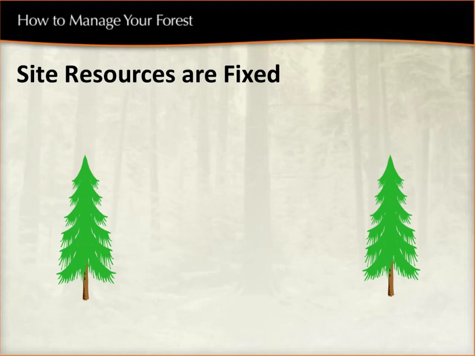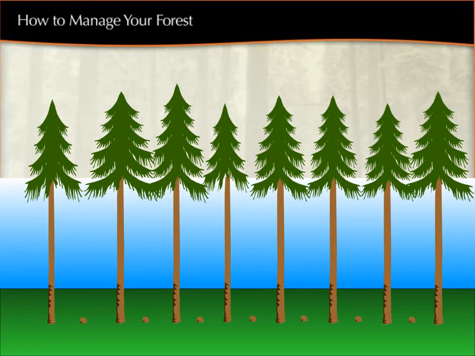Site resources include sunlight, water, nutrients, and space. Collectively, these resources represent the total amount of growing space available to trees. This could also be thought of as a bucket of resources available to trees for a particular site. For example, sites on good soils with high rainfall are going to have a bigger bucket of resources than a site with shallow soils or low rainfall.